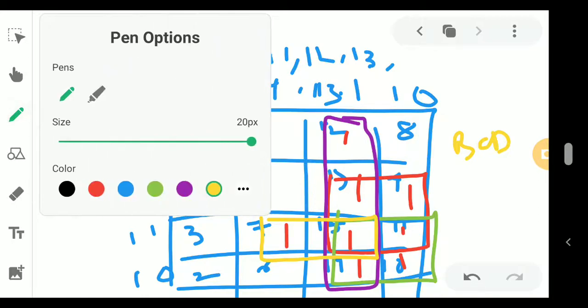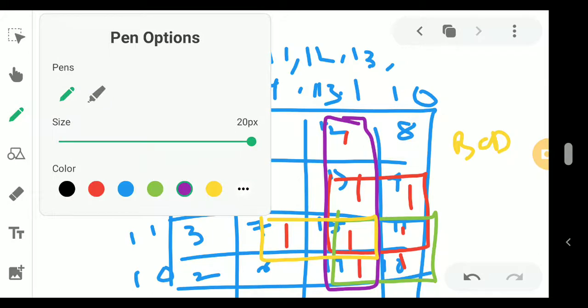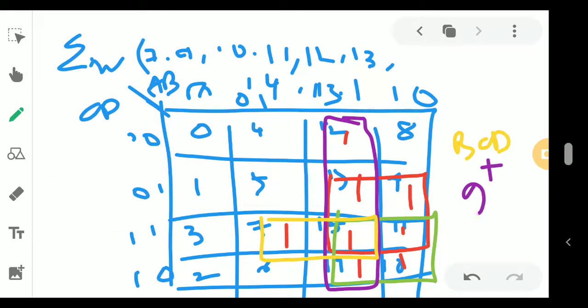Now we can consider the longer one, the magenta color one that we are considering right now, magenta color 111. In this case, what is not changed? CD value is continuously changing. What is not changing is the AB value. So directly for the magenta one, the term will be AB.